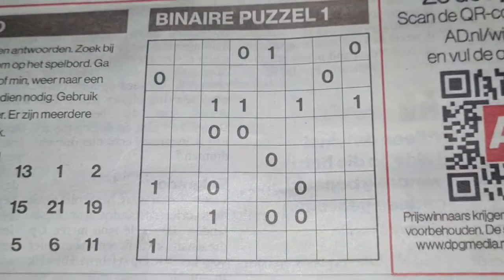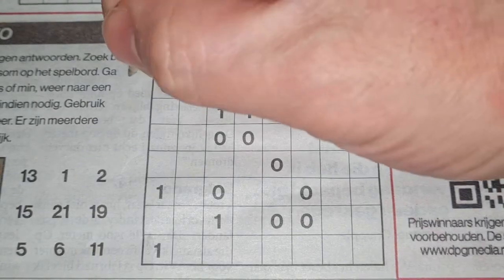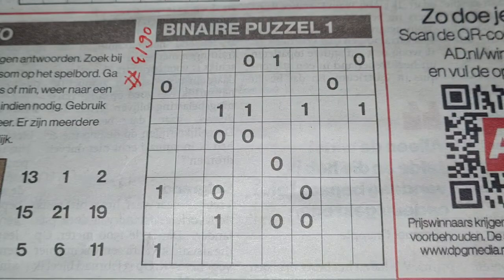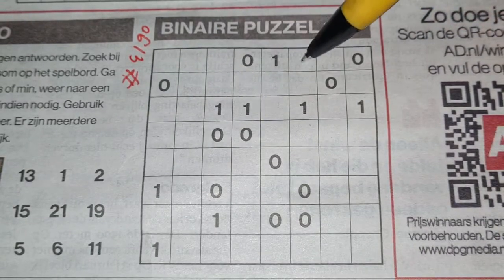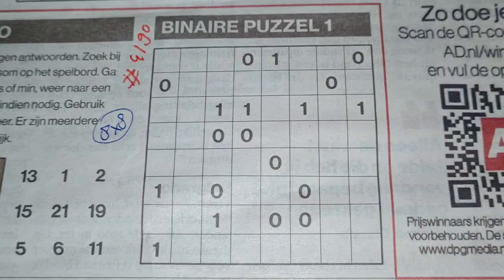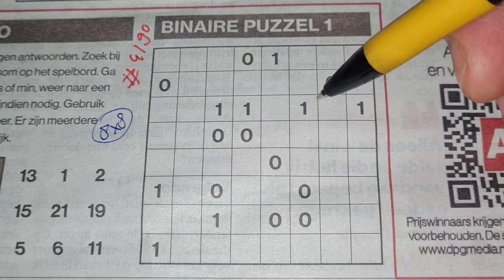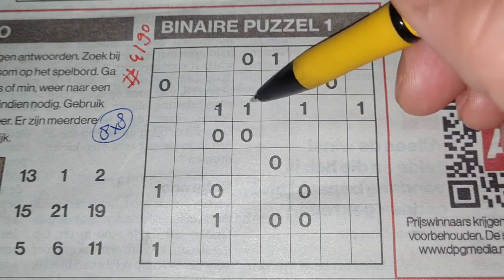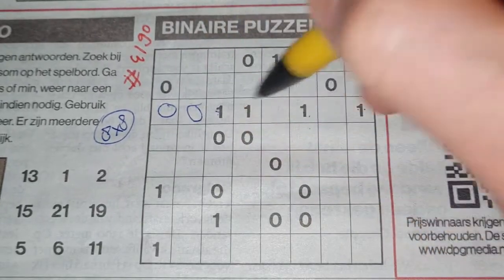Yes, binary puzzle number 4190. Alright, what kind of binary puzzle is this one? Let me count the boxes. 1, 2, 3, 4, 5, 6, 7, 8. It's an 8 by 8 binary puzzle. That means in a row or in a column there are always 4 O's and 4 1s. We have here 4 1s, so the rest are O's.